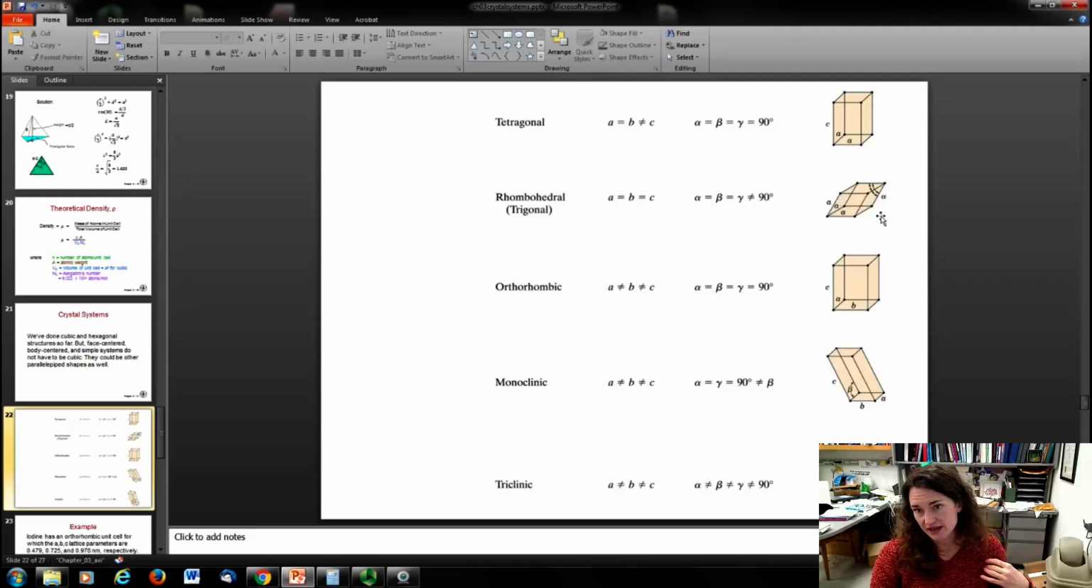All the lengths are the same, but the angles don't have to be 90 degrees for all of them. You have an orthorhombic structure where none of the lengths of the sides are the same, A, B, C all different, but they are 90 degrees. You can have a monoclinic structure where A doesn't equal B, doesn't equal C, but not all the angles have to be 90 degrees. Or you can have a triclinic structure where A doesn't equal B, doesn't equal C, and none of the angles are 90 degrees. Okay, so you can have all these different choices of structure.